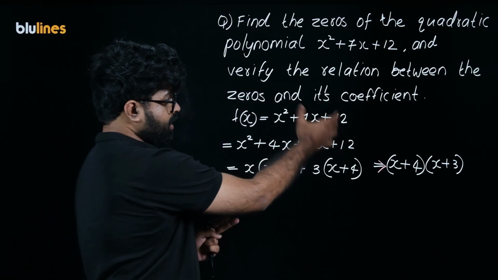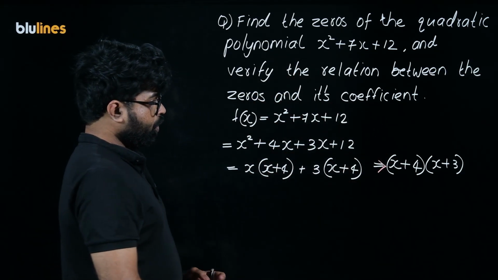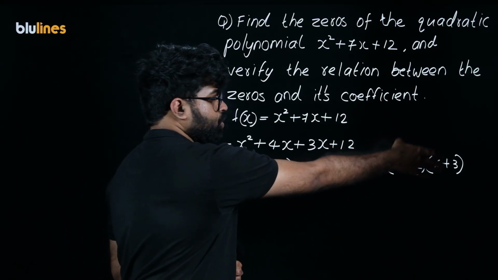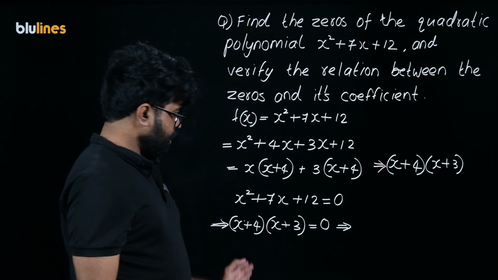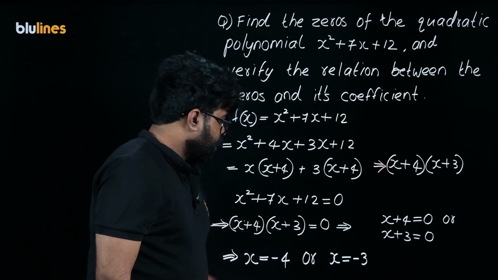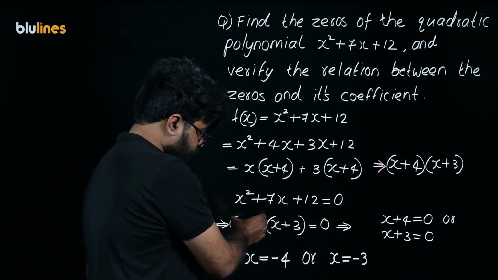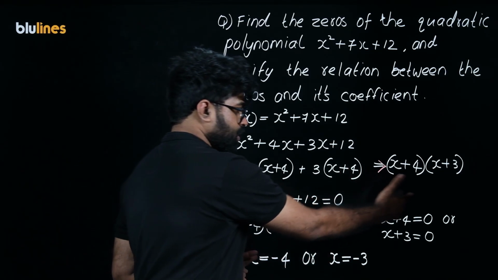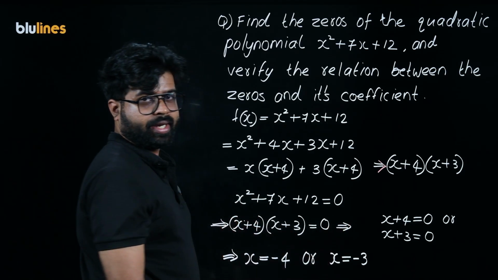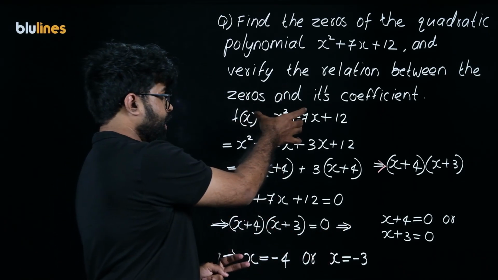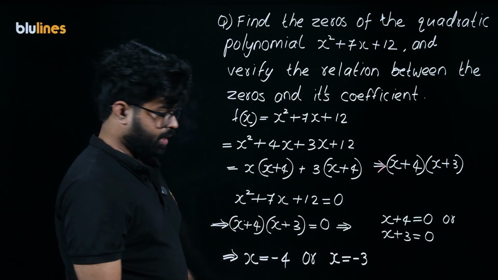Now we have factorized x square plus 7x plus 12 into x plus 4 into x plus 3. To find the zeros of the polynomial, we need to equate this to 0. So x plus 4 into x plus 3 is equal to 0. If the product of two real numbers is equal to 0, that implies either the first one is equal to 0 or the second one is equal to 0. So x plus 4 equal to 0 or x plus 3 equal to 0. Then we have x is equal to negative 4 or x is equal to negative 3. So the zeros of the quadratic polynomial are x equal to negative 4 and x equal to negative 3.